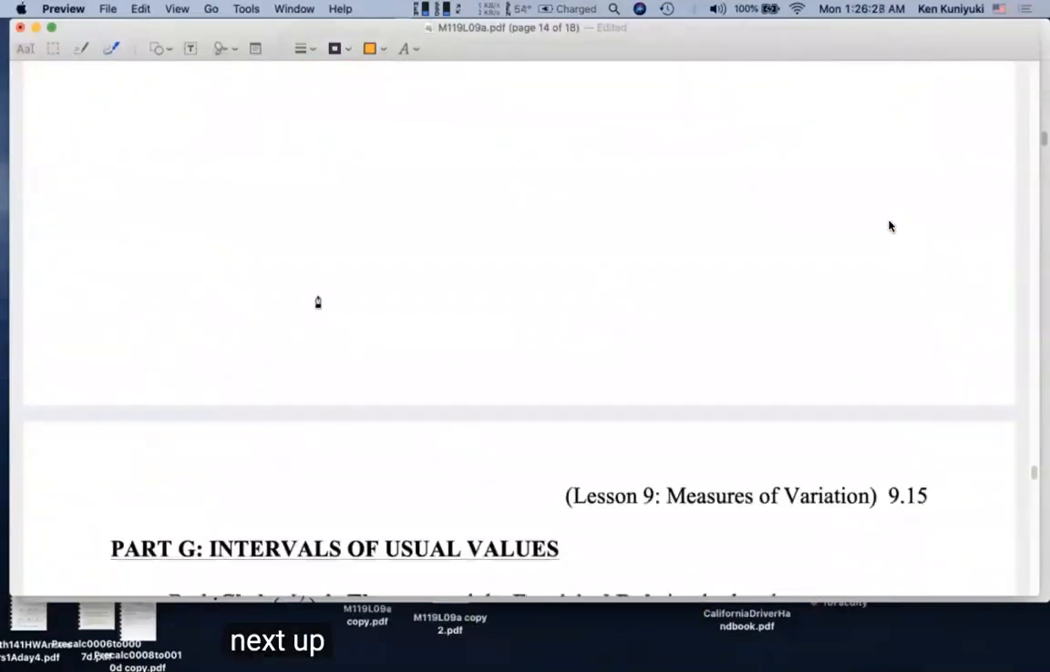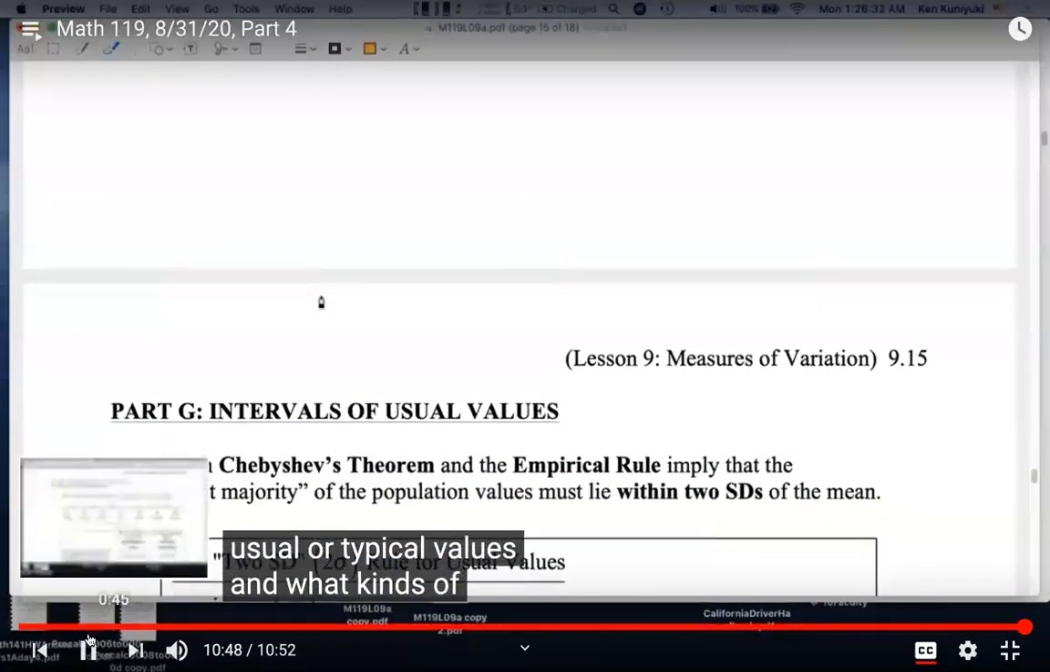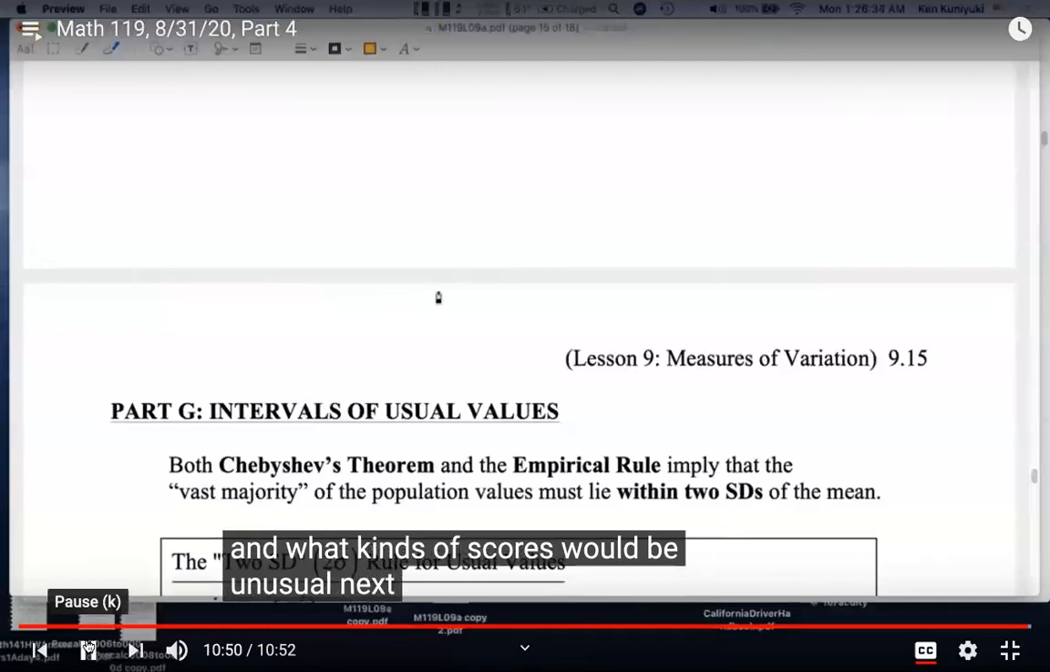Next up, what would be an interval of usual or typical values? And what kinds of scores would be unusual? We'll do that next time. Any questions so far? All right. Anyway, let's go on.